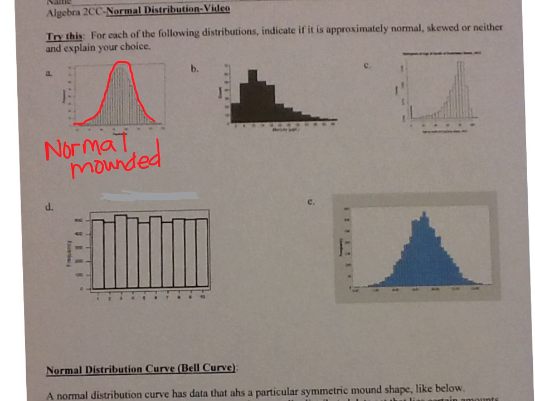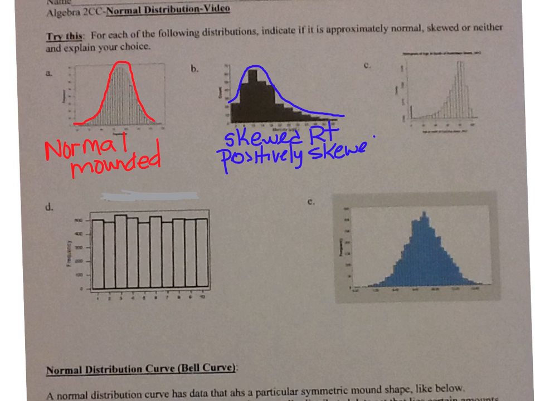All right, letter B. The curve looks like this. So this is skewed right. You also could hear it being said as positively skewed. And why is it skewed to the right? How do we know? Because there's a tail on the right. The data leaves a tail on the right side.